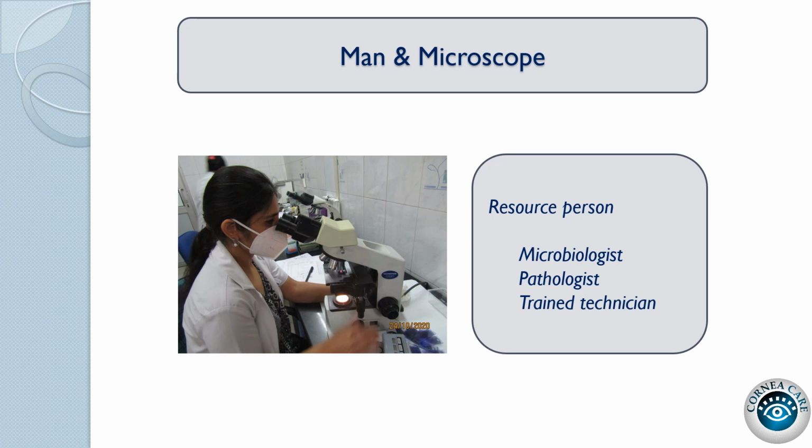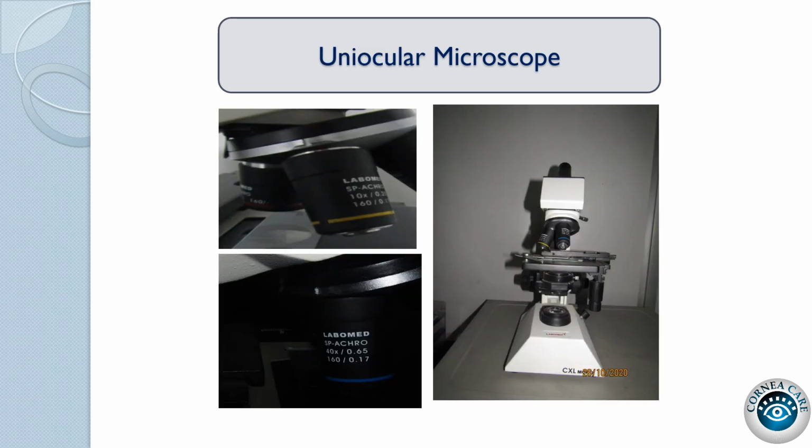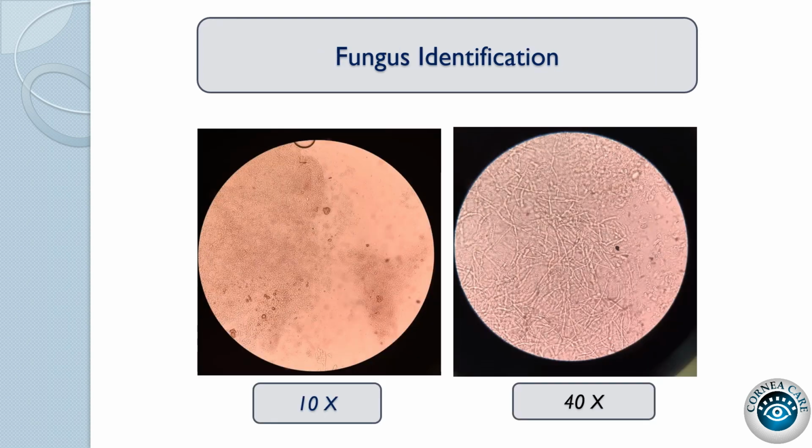I have a competent pathologist at my center. Those who don't have access to such a person can learn to identify fungus on their own too. For this, we need not buy a very expensive microscope. A simple uniocular microscope which costs around 10-12,000 rupees works well. It must have 10x and 40x objectives. 10x is used first to identify the location of material on the slide. Once it's done, then it is seen under 40x.